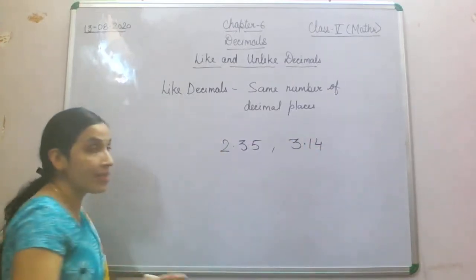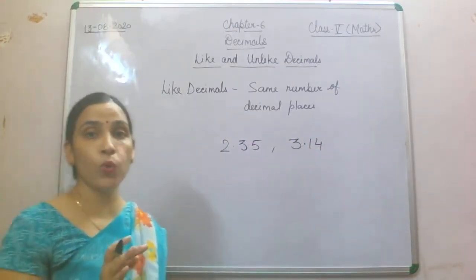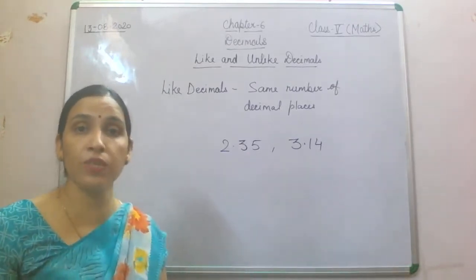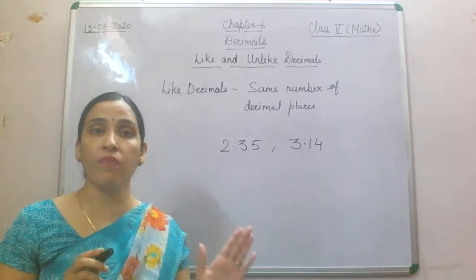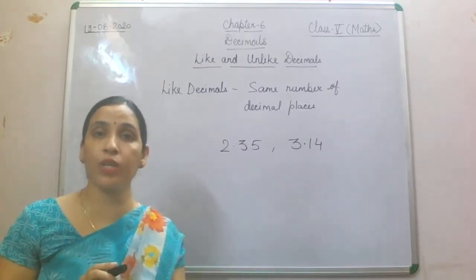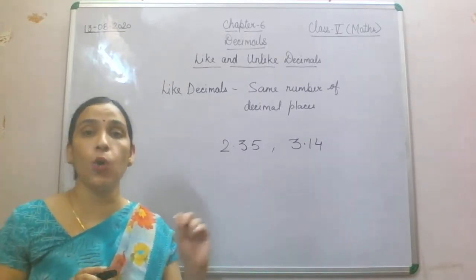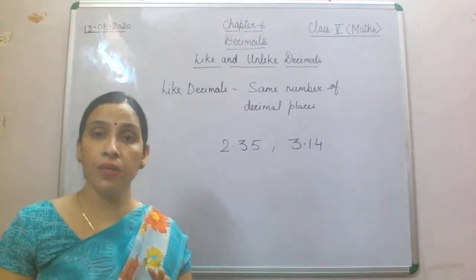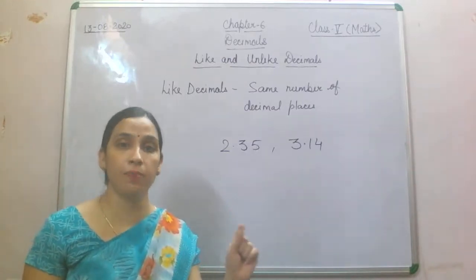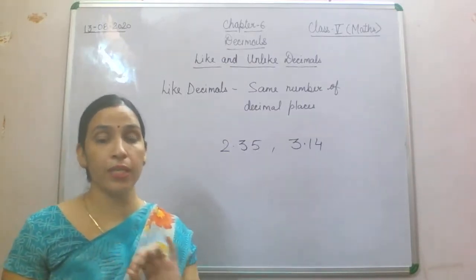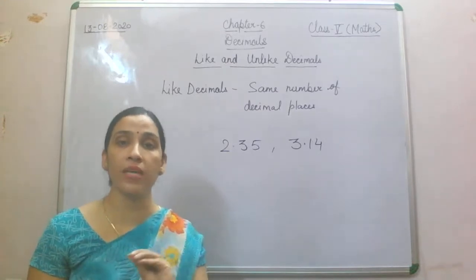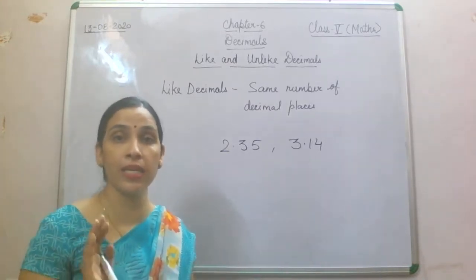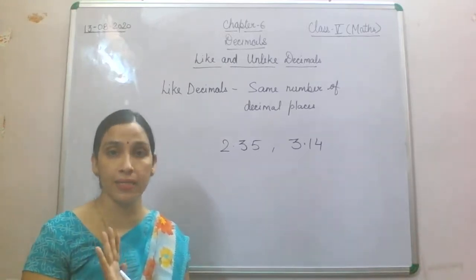So are they like decimals? What I have told you just now in the definition: like decimals are those decimals which have the same number of decimal places. Yesterday's last question was how many decimal places were there in the given number. You just simply count the number of decimal places. We did that question because it is related to like and unlike decimals.